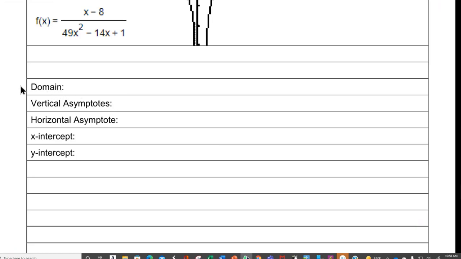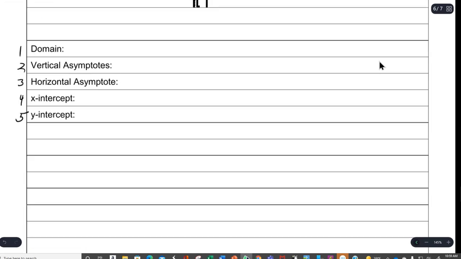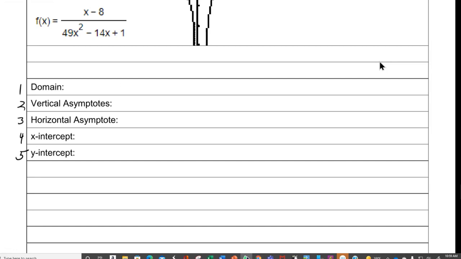All right, the domain. 1, 2, 3, 4, 5. And again, on the problems I've chosen, 1 and 2 are going to work very closely together. So for the domain and for question 2, we take the denominator, set it equal to 0, and solve for x.